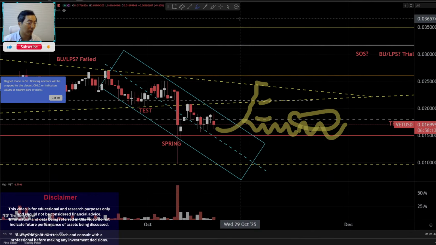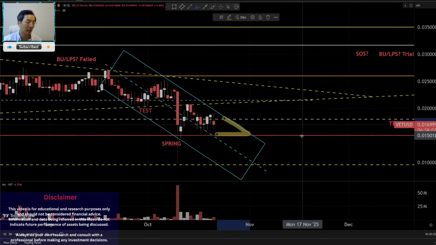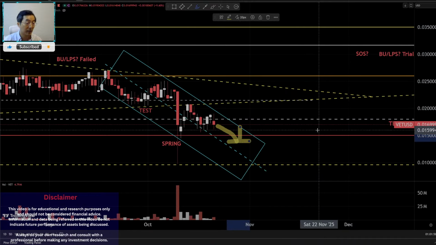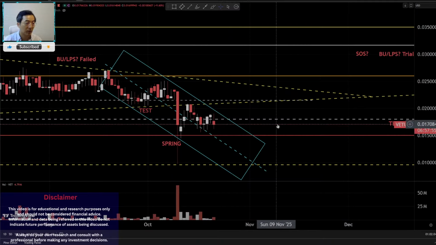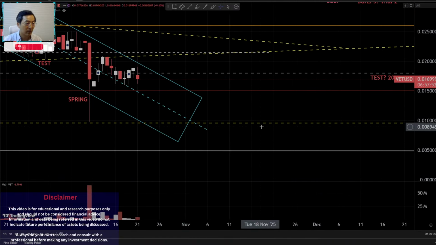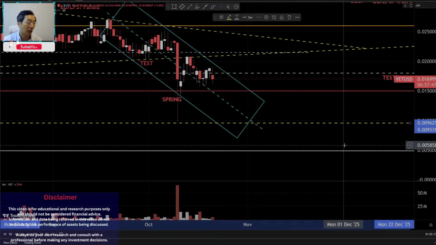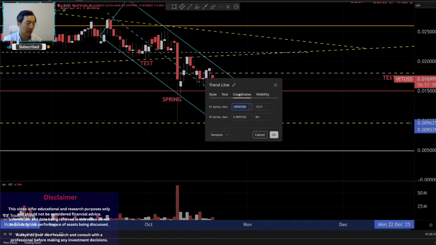Then now we come to scenario 3, meaning the breakout doesn't happen within this triangle. It breaks towards the downside below the red key level instead, meaning the big guys are confirming this downtrend is going to continue. And if that happens, the next level of support would be this yellow dashed line at around 0.0096. That's less than 1 cent. I just want to align this and make it simpler to 0.0096.